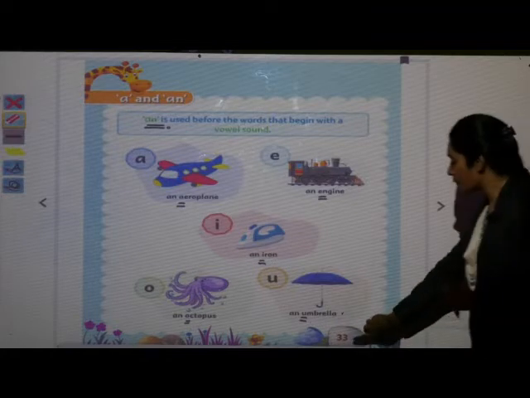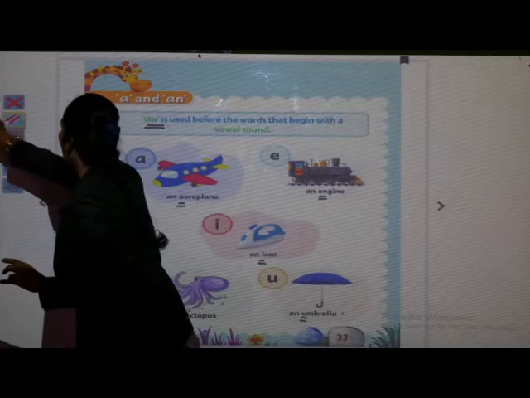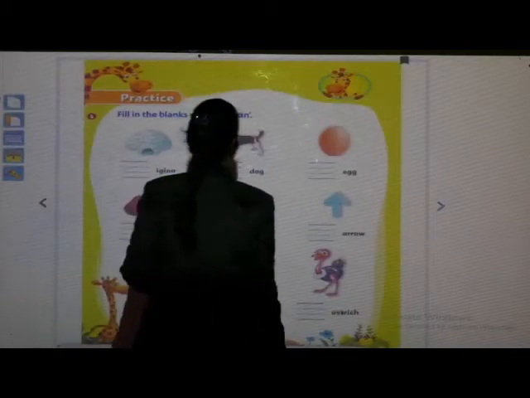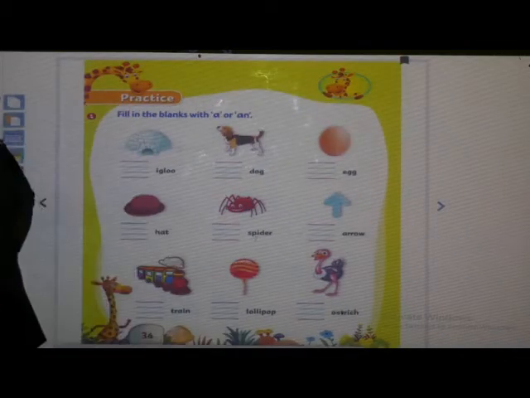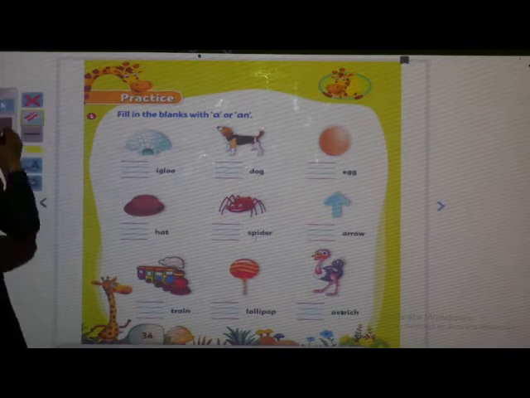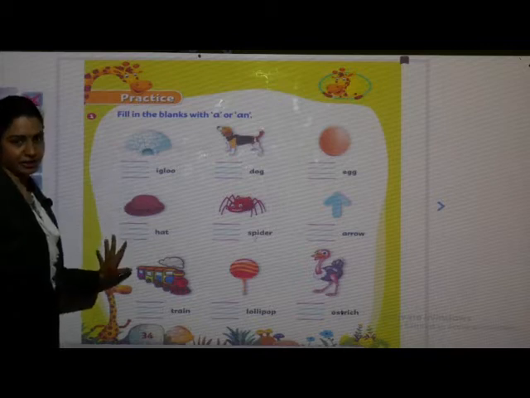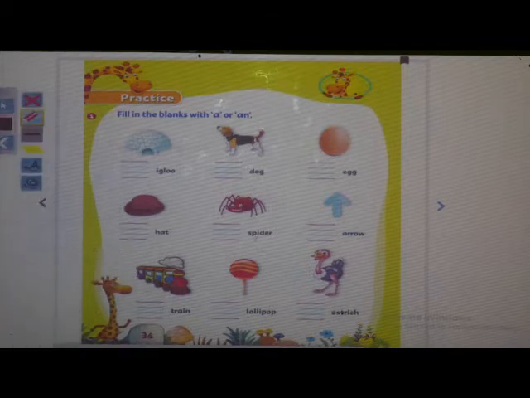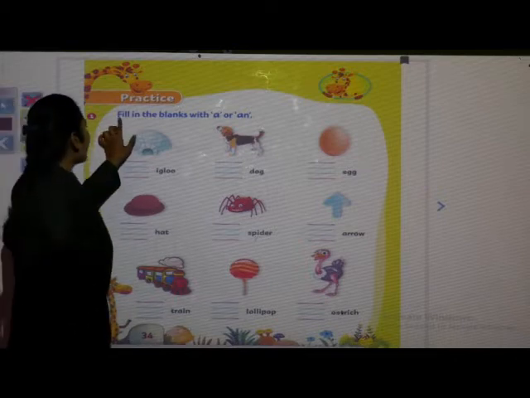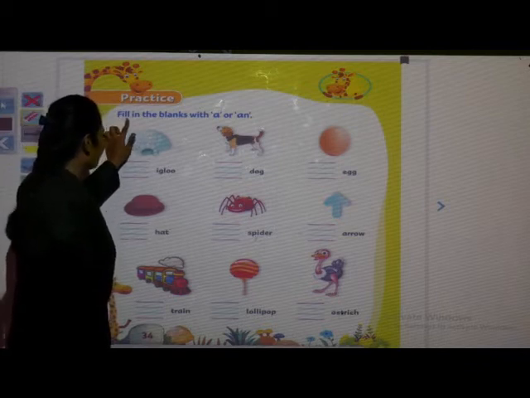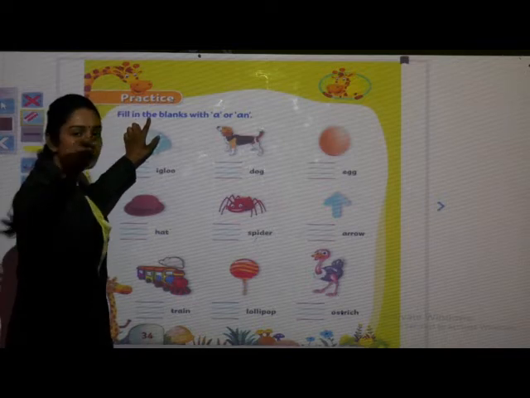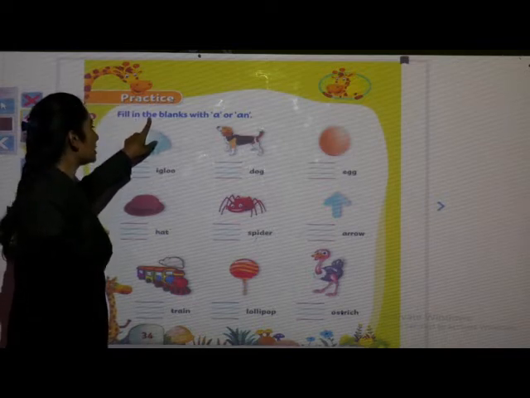Okay. Now come to page number 34. Have you opened this page? I hope you have opened this page, children. Now what is this? This is one practice sheet. So we have to solve this practice sheet. Okay, children. Repeat after me. F-I-double-L, fill. I-N, in. Put your finger there in your book. T-H-E, the.